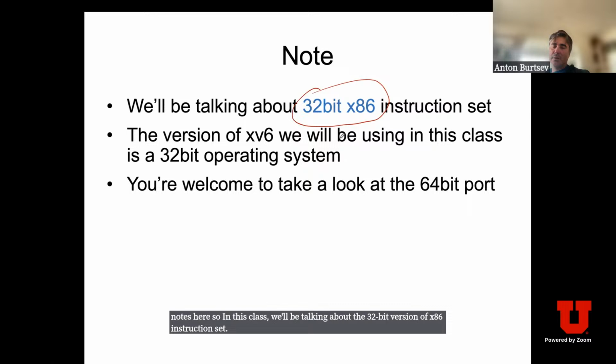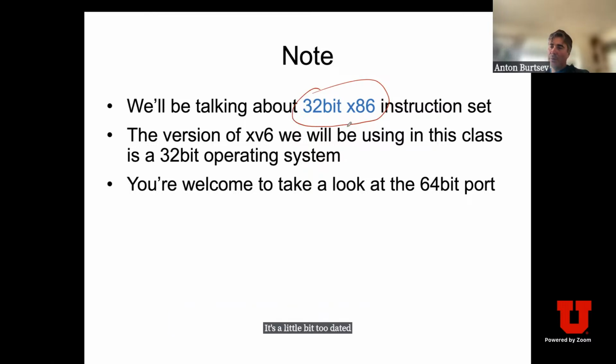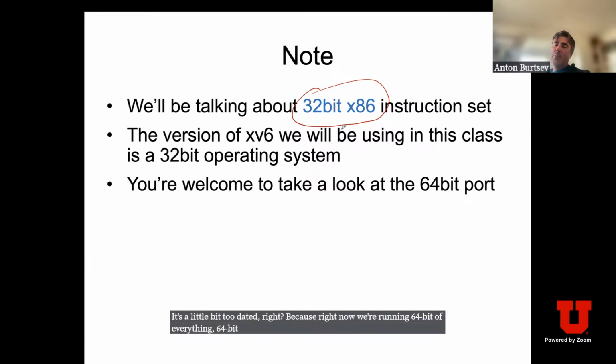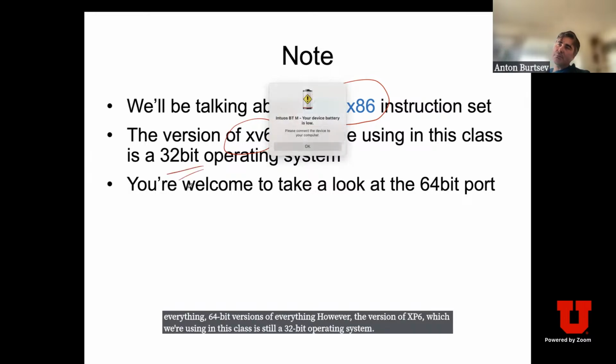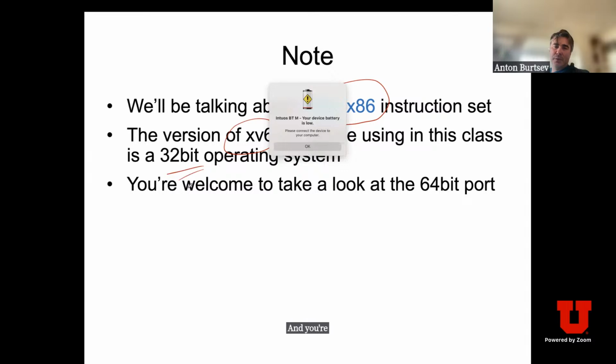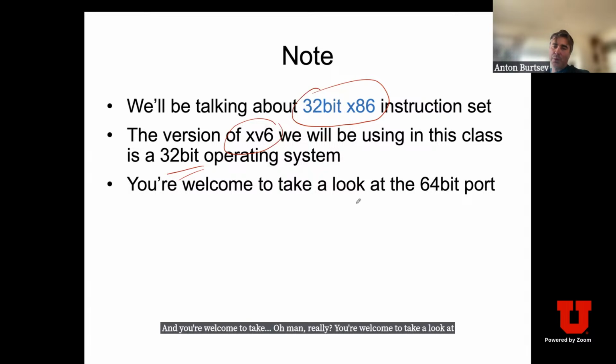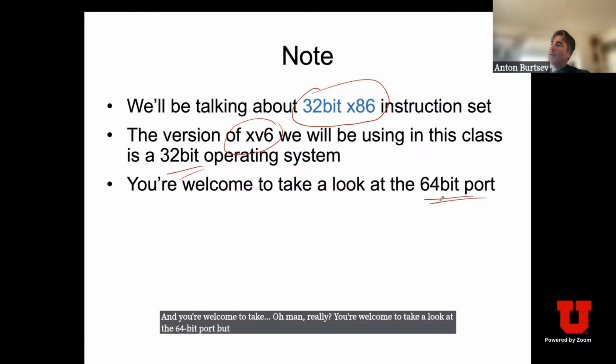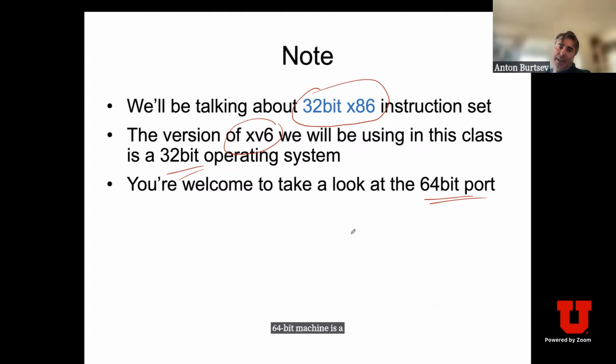It's a little bit dated, right? Because right now we're running 64-bit versions of everything. However, the version of x86 which we're using in this class is still a 32-bit operating system. You're welcome to take a look at the 64-bit port, but there is nothing inherently different about it. If you understand how a 32-bit machine works, a 64-bit machine is a tiny little step forward. And we do have a port.